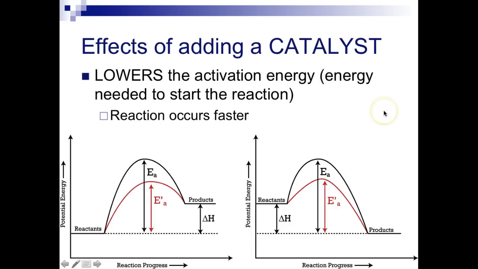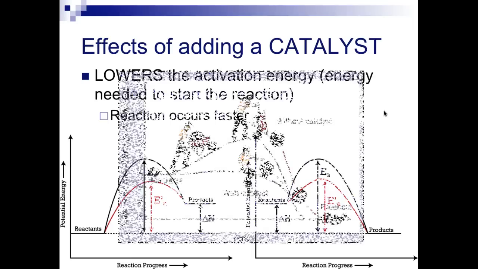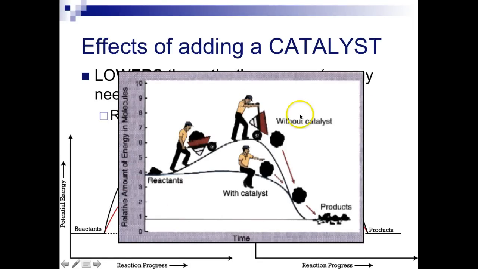Okay, so let's look at the effects of adding a catalyst. It lowers the activation energy needed to start the reaction, and the reaction occurs faster. So think about it like this. If you have a reaction and you don't have a catalyst, you're going to have to put more energy, more work to get the object where you want it to, or in this case, to get this reaction to happen. If you have a catalyst, it takes less energy, so the hump needed is going to be less.